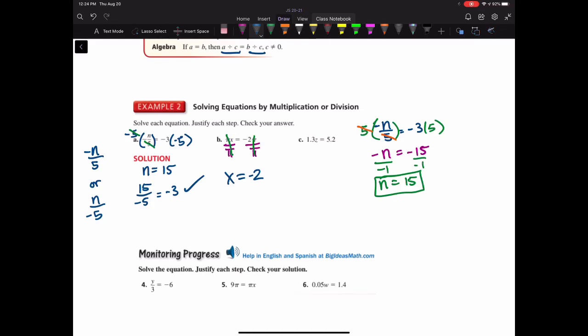All right, let's look at our next problem, 1.3z. And so just like pi in front of the x was multiplication, 1.3 in front of the z is also multiplication. So we're going to divide by 1.3. It's the inverse operation. And so we get z equals, and how many times does 1.3 go into 5.2? 4.